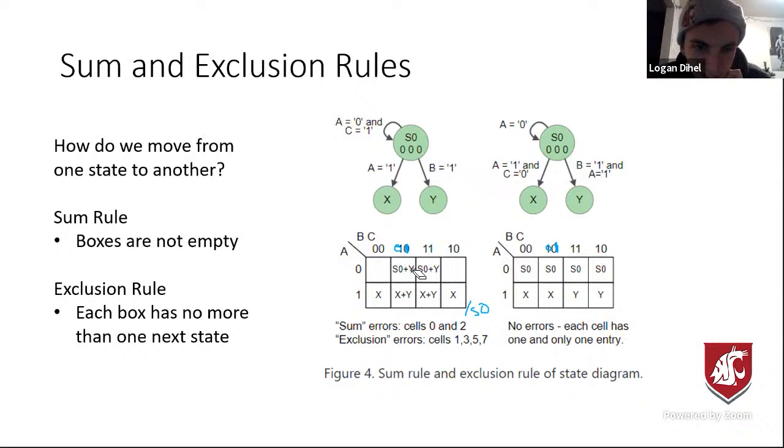So you see those two are taken, but we don't have the scenario for what if A is 0, B is 0, and C is 0. That doesn't exist, so it violates the sum rule. And then the exclusion rule is violated if, let's say, A and B are both 1. Then do we go to A or do we go to X or do we go to Y? We don't know. So you need to make sure that at every single node, like at S0, for example, we go to exactly one state for every single possible input that we could have.